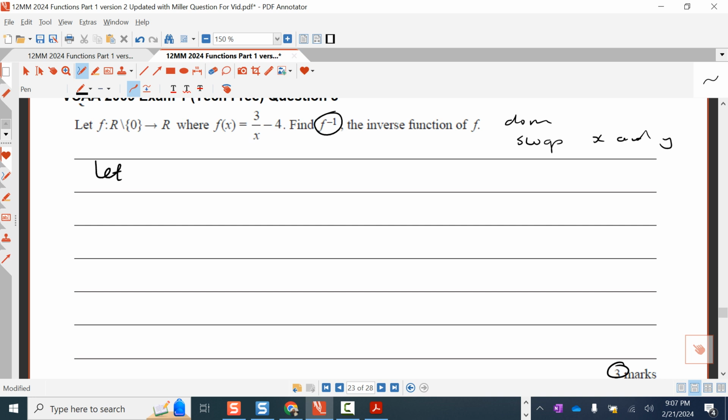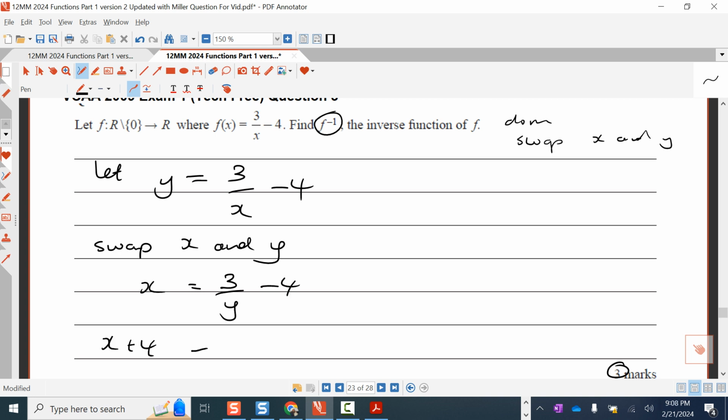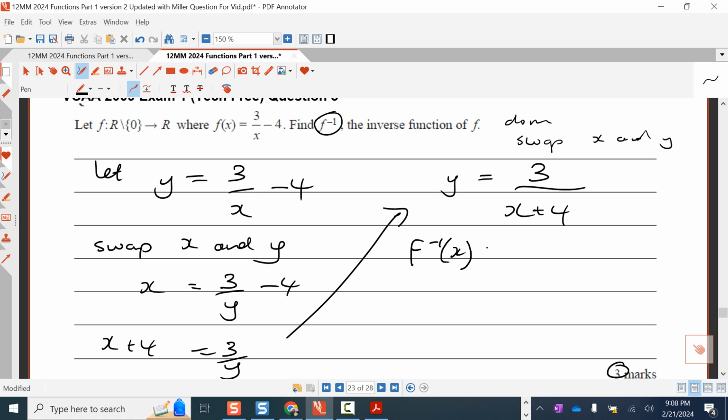So we're going to say let y equal 3 on x, take away 4. Swap x and y. X equals 3 over y, take away 4. X plus 4 equals 3 over y. Let's head up here. Y equals 3 over x plus 4. F negative 1 of x equals 3 over x plus 4.